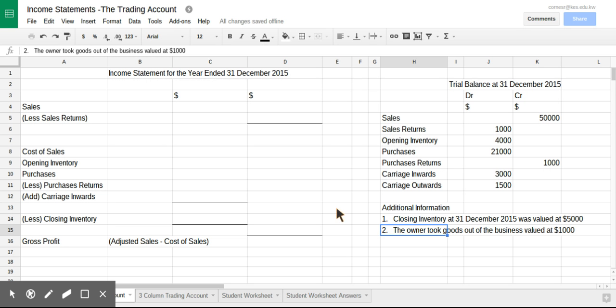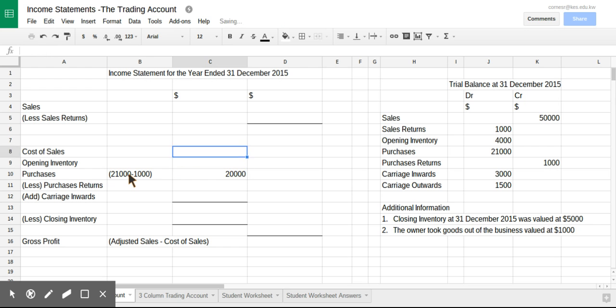What I'll do first of all is make the adjustment for the goods taken out for the owner's own use, and we're going to adjust our purchases figure. So in the ledger account, what we would do is credit the purchases account and debit drawings. And what I'm going to do over here is 21,000, take away from that 1,000. So the actual purchases figure is going to be 20,000 when we get down to the second part of the trading account.